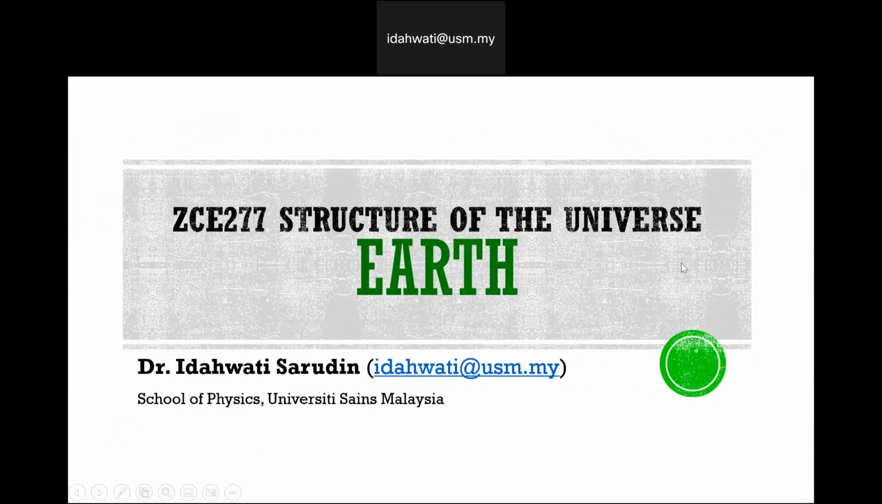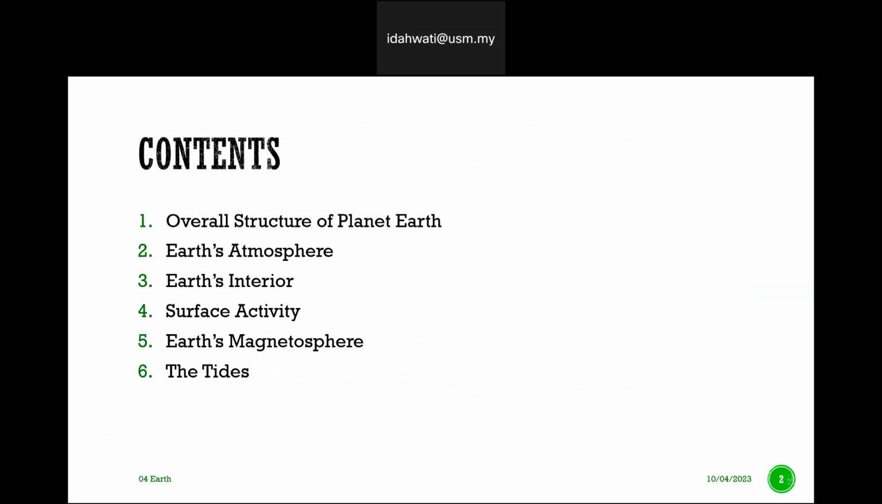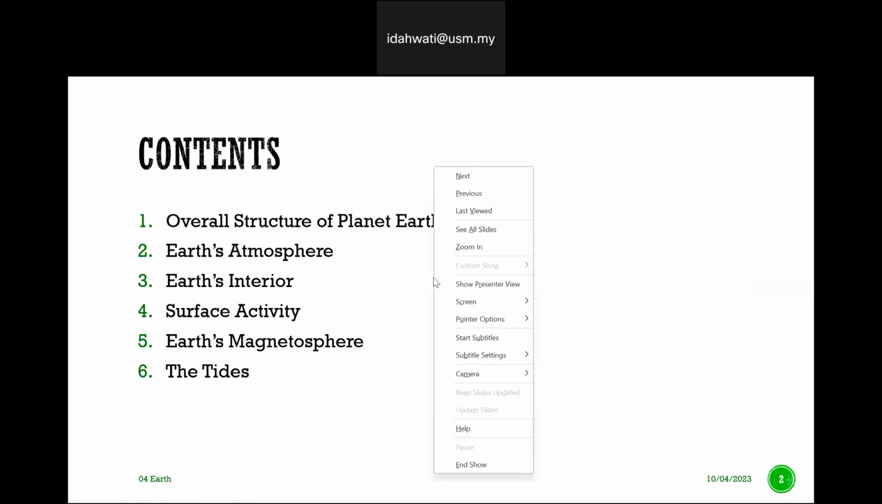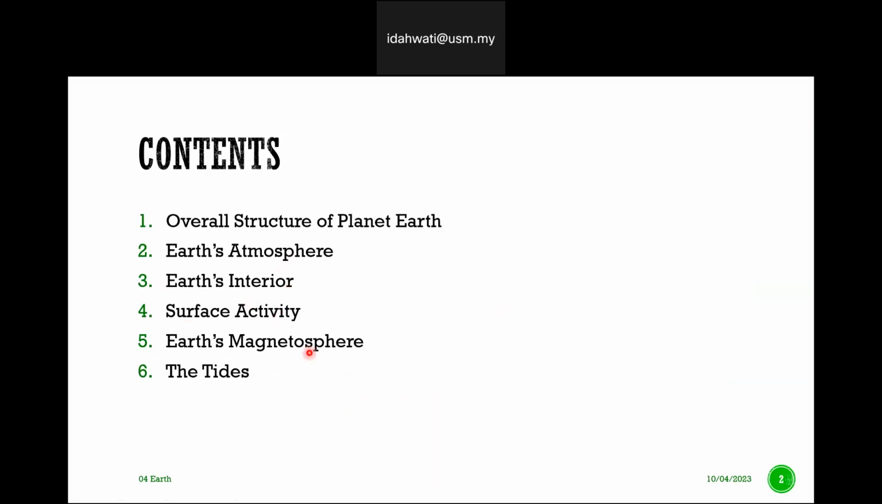Okay, so today we will talk about our new chapter, the Earth. In this chapter we will learn about the overall structure of the Earth's atmosphere, Earth's interior, the surface activity, Earth's magnetosphere, and lastly about the types.